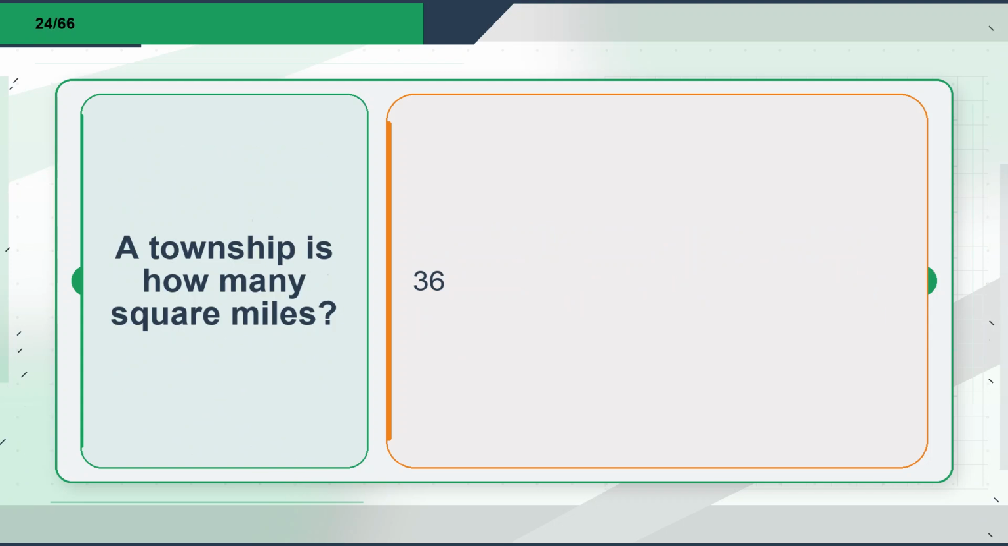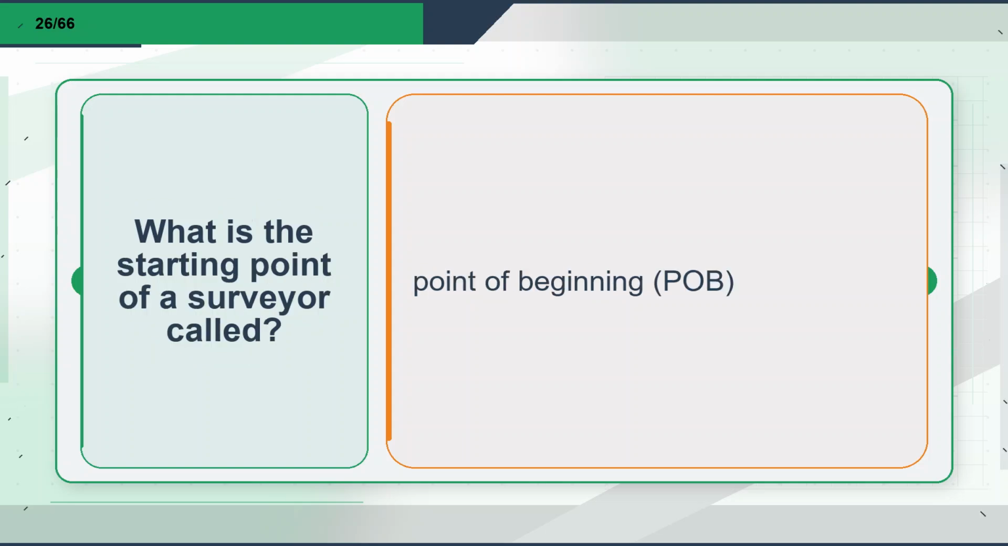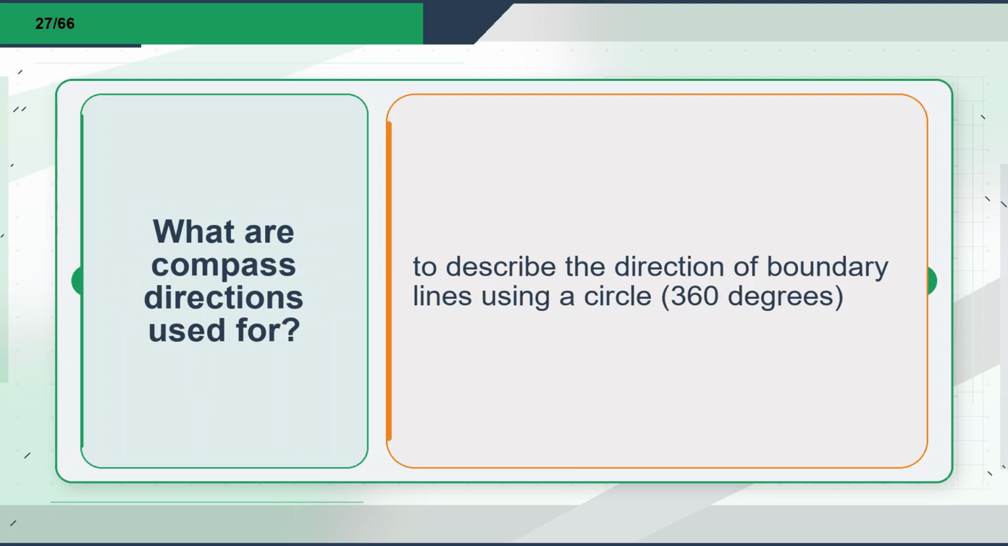Flashcard 25. Term: what is the way to determine the identity of a property? Definition: a legal description. Flashcard 26. Term: what is the starting point of a surveyor called? Definition: point of beginning, POB. Flashcard 27. Term: what are compass directions used for? Definition: to describe the direction of boundary lines using a circle, 360 degrees.